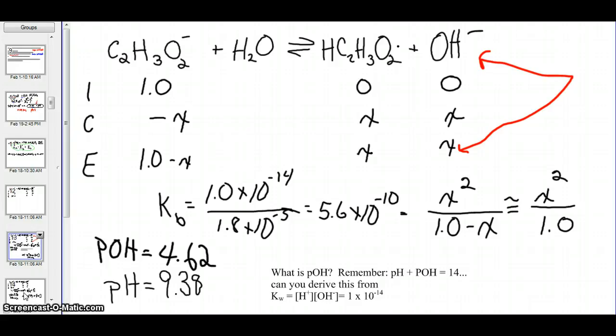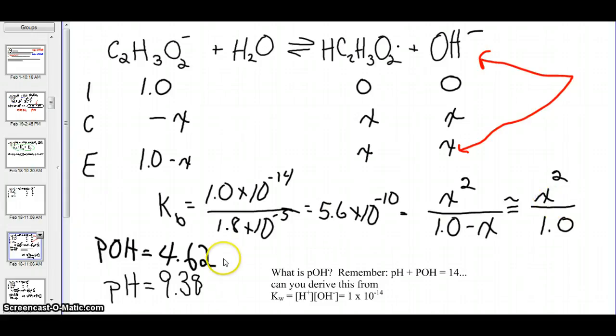Notice that you have the Kb was 5.6 times 10 to the minus 10. You're going to go through the motions in much the same way. Again, notice that the concentration here, 1.0 molar, is much greater than the value of K. So yes, X can be neglected. But notice this time, the X is not the hydrogen ion, but the hydroxide ion.